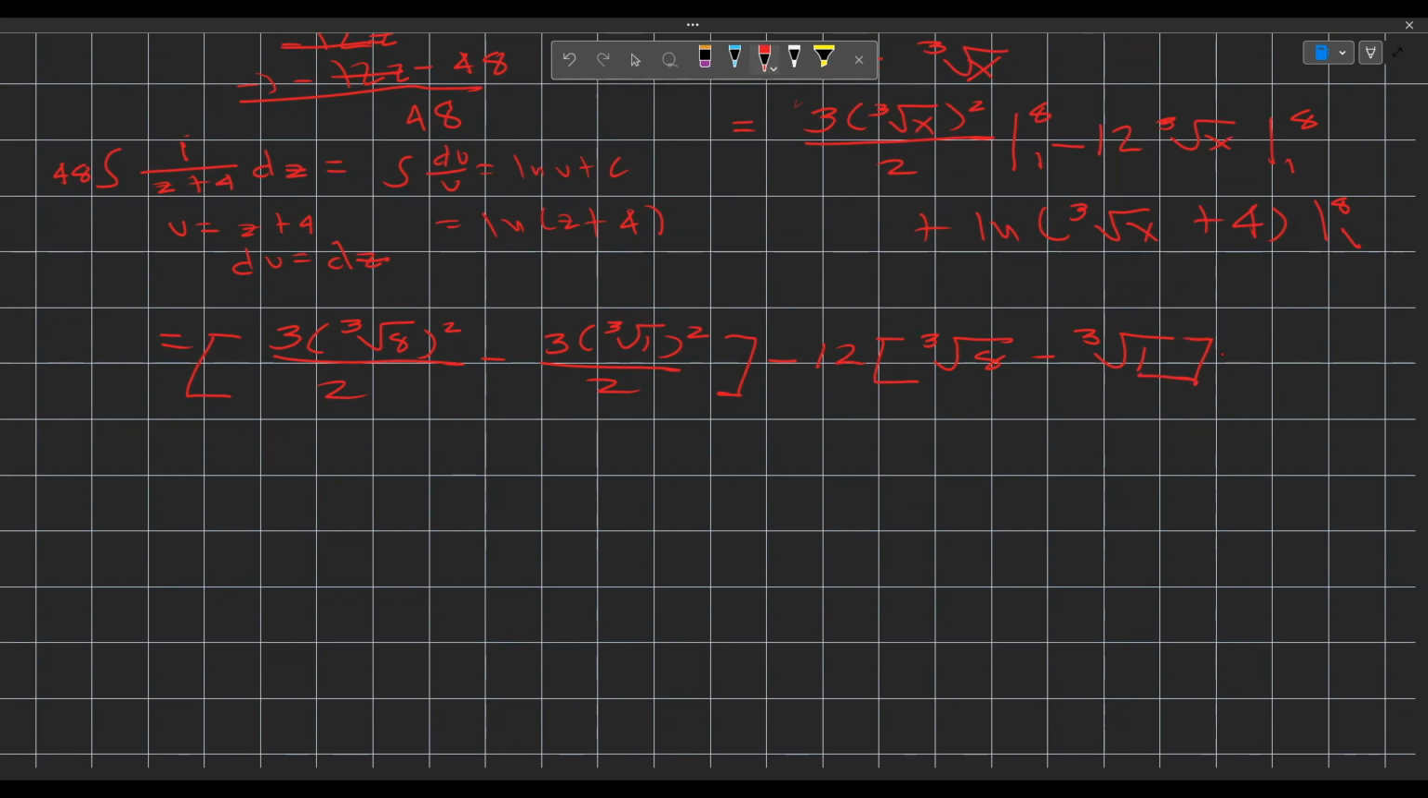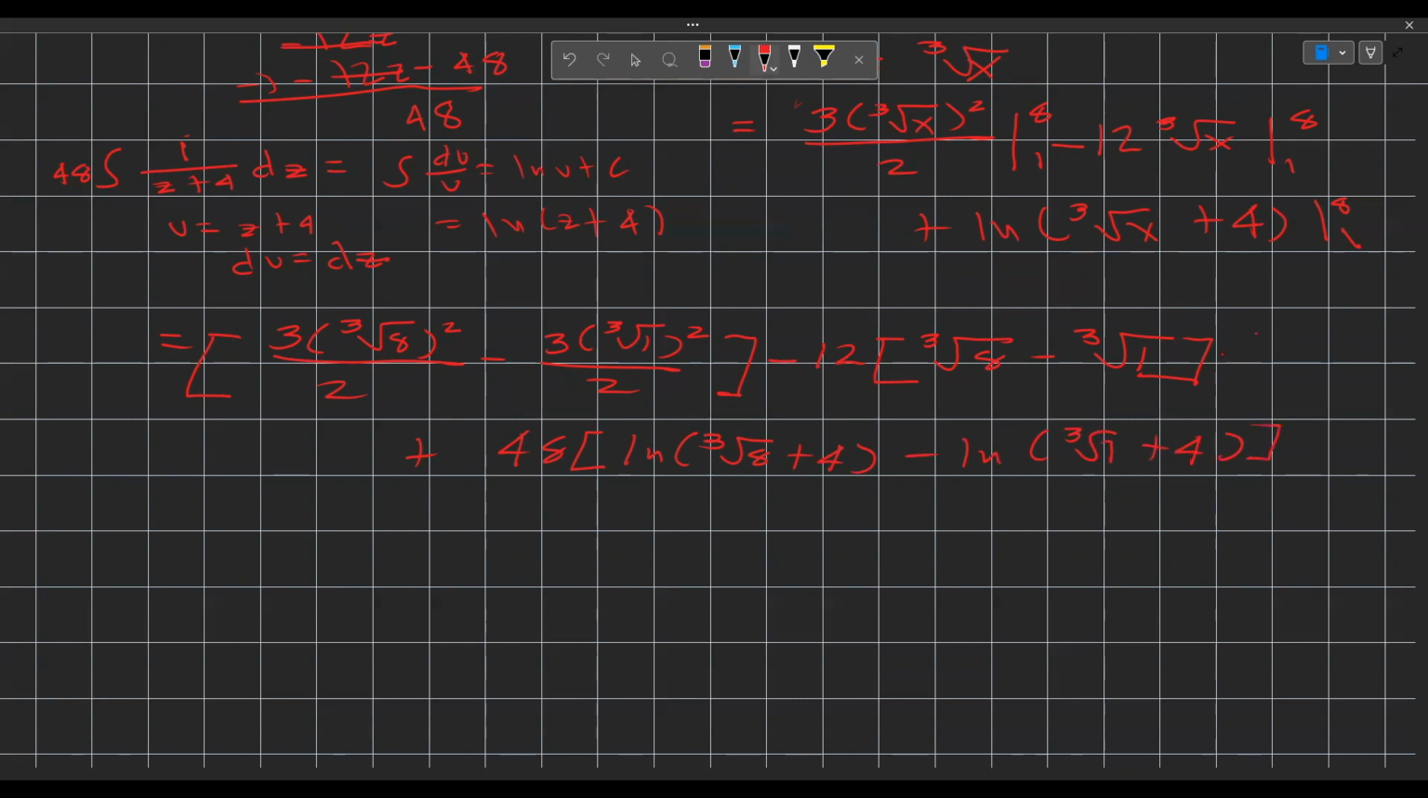Then for the last term, we have 48 times the quantity ln of the cube root of 8 plus 4, minus ln of the cube root of 1 plus 4.